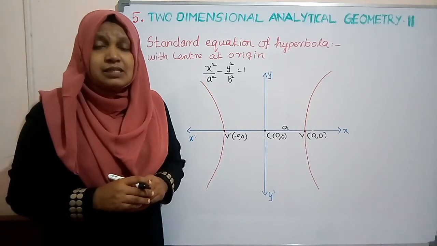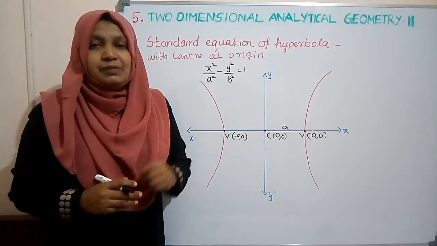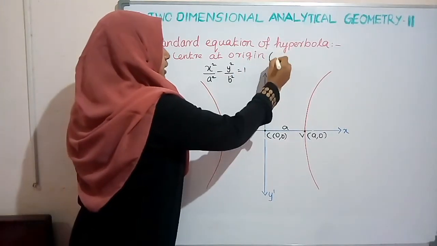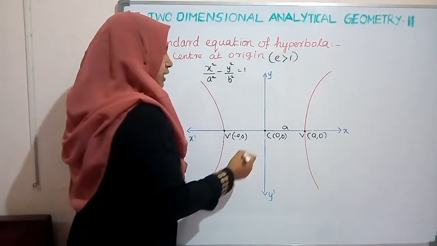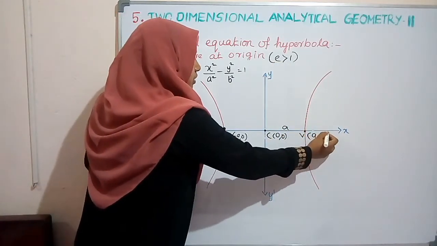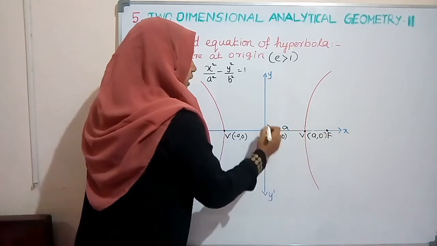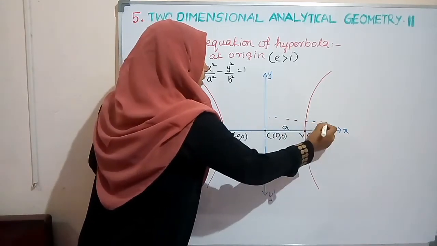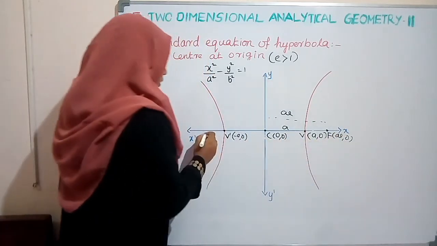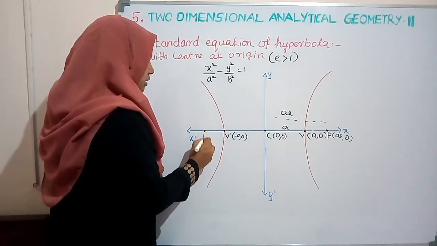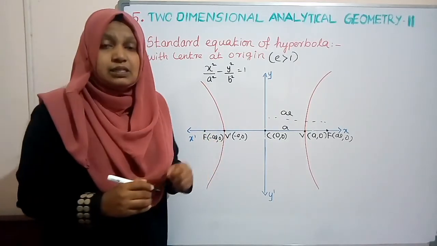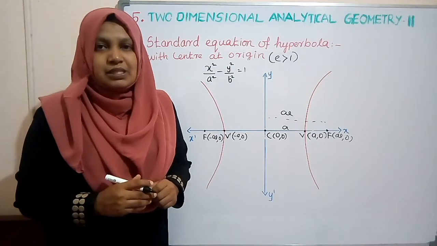And the focus is at a distance of ae from the center. e is greater than 1 because for all hyperbolas the eccentricity value is greater than 1. Since e is greater than 1, it is after the vertices that we have the focus point, at a distance ae. So the focus point will be ae, 0. Here also it is minus ae, 0. So the foci are plus or minus ae, 0.